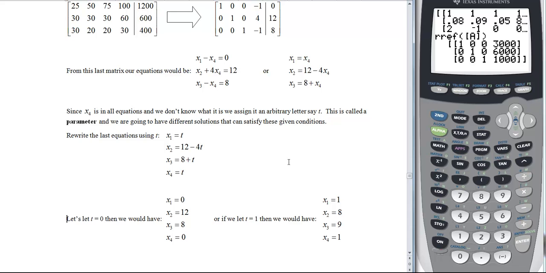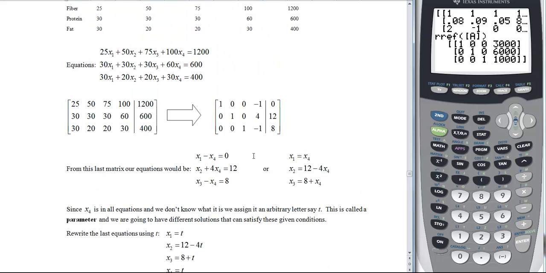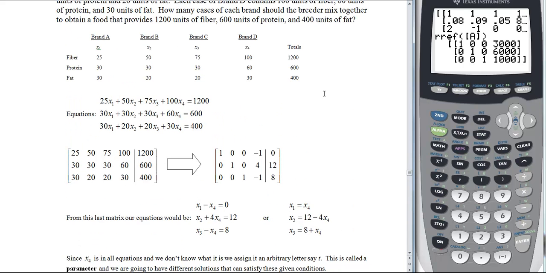Could we do T equal 4? Hopefully you said no. Look at X sub 2. If T were 4, I'd end up with a negative 4. I can't have a negative amount of cases. So I've only got legal values when T is 0, when T is 1, when T is 2, and when T is 3.